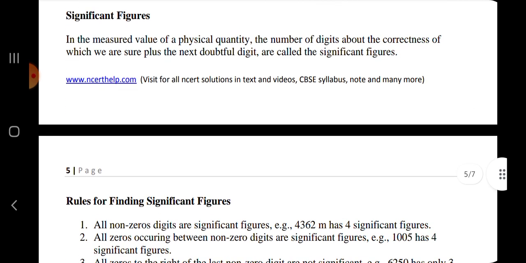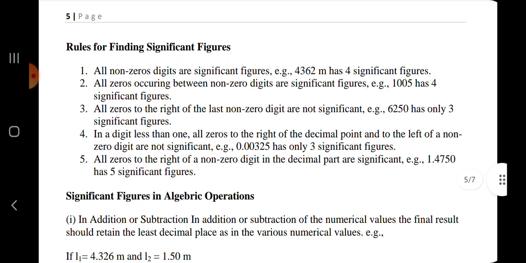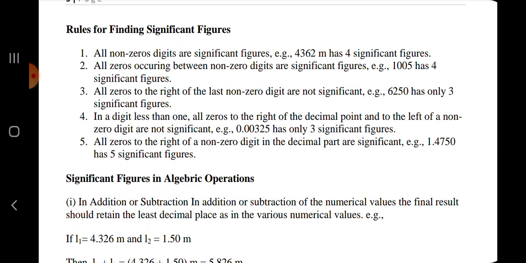Then significant figures. In the measured value of a physical quantity, the number of digits about the correctness of which we are sure, plus the next doubtful digit, are called significant figures. Then rules for finding significant figures. All non-zero digits are significant figures. Example, 4362 meter has 4 significant figures.